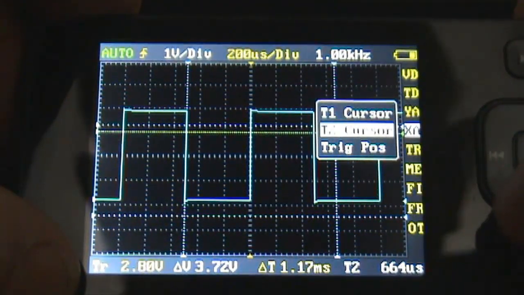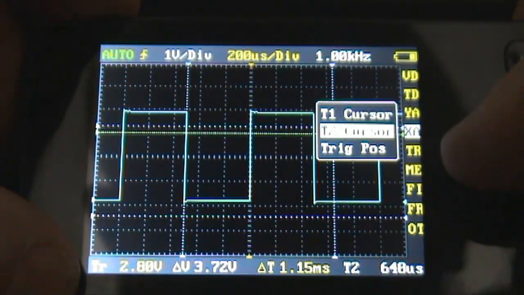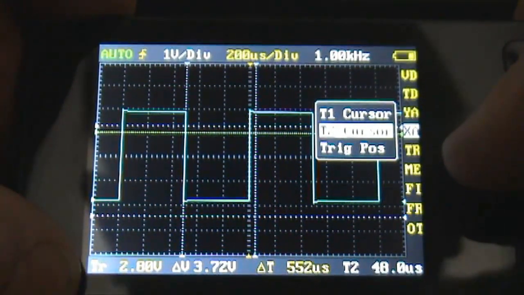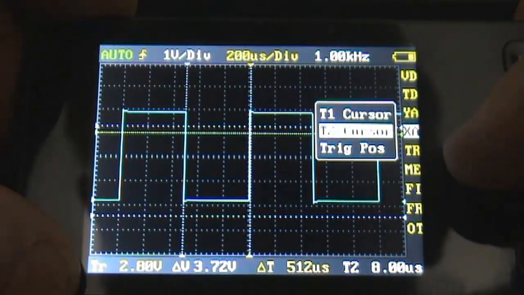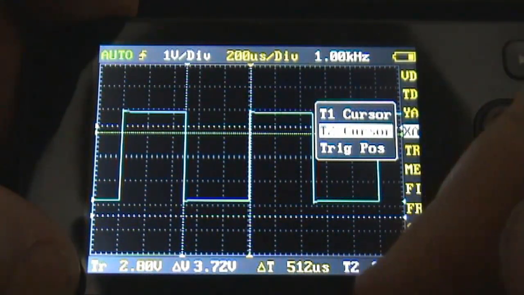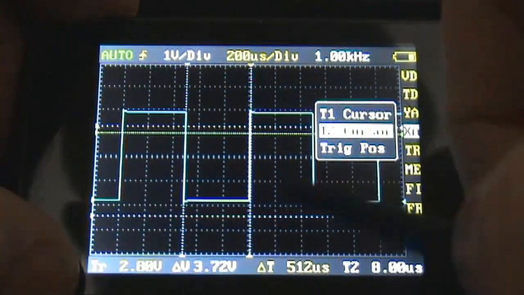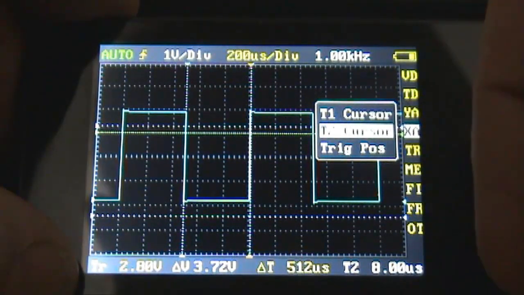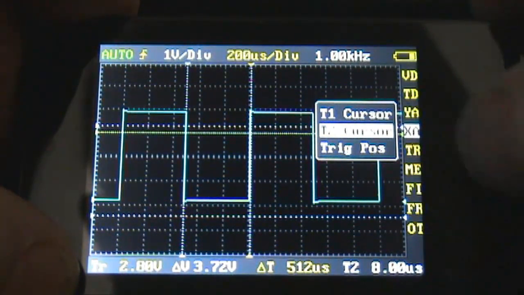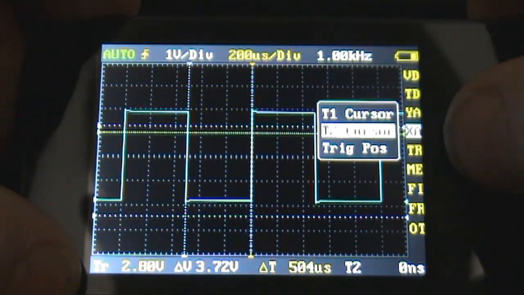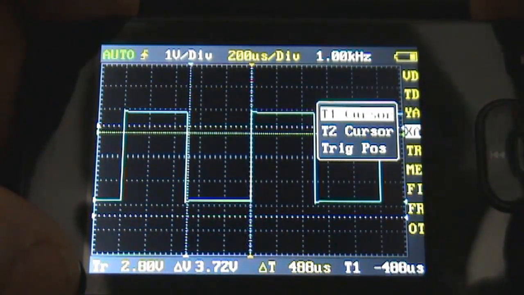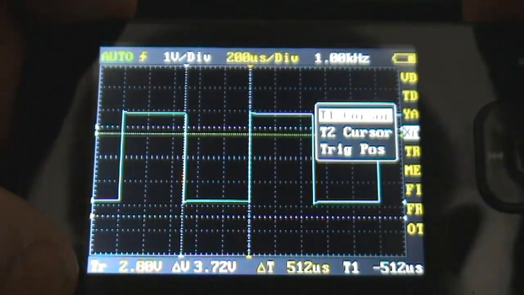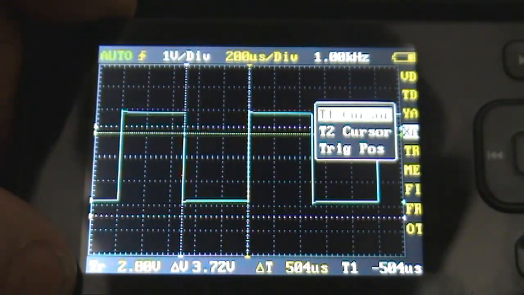And if I come down to the T2 cursor, I can move this one over and measure, say, the positive going edge of that signal. Now we've got T2, 8 microseconds, and delta T, 512 microseconds. Given that this is supposed to be a 1 kilohertz signal, I guess I'm not measuring them absolutely precisely. I can only get it to 496, 498, oh, 512, 504 is as close as I can get it.